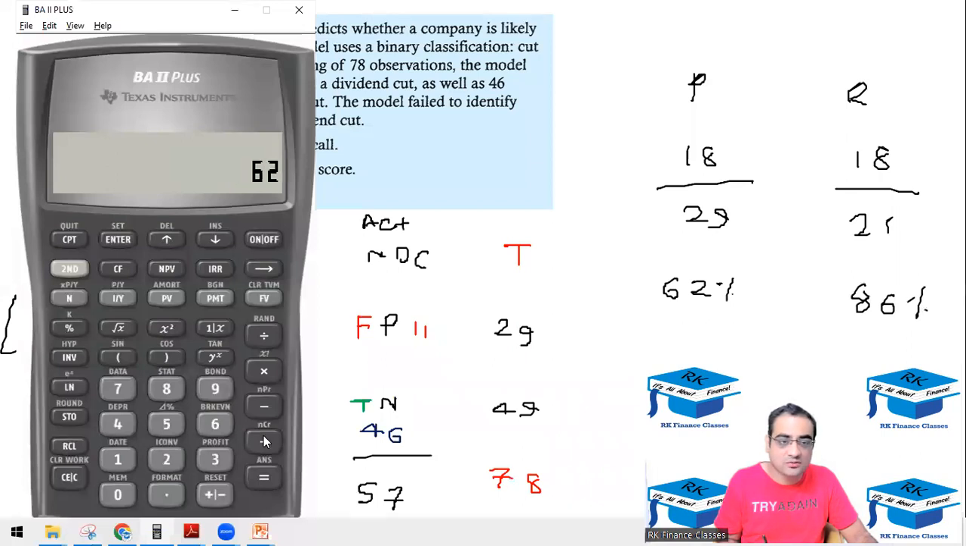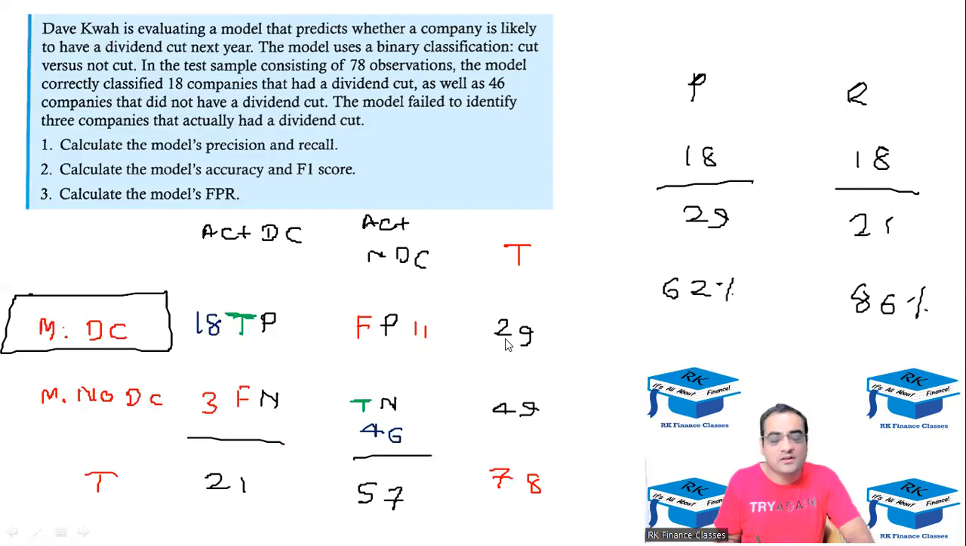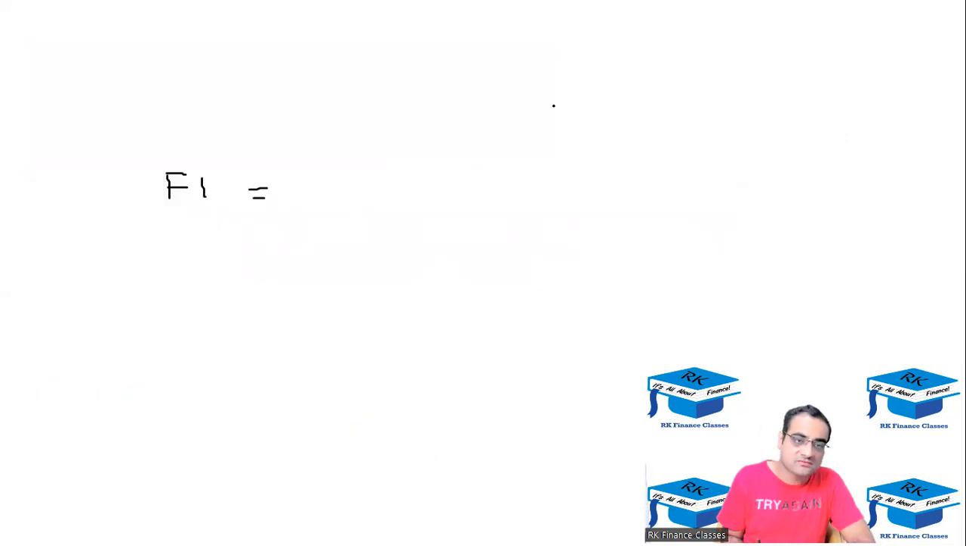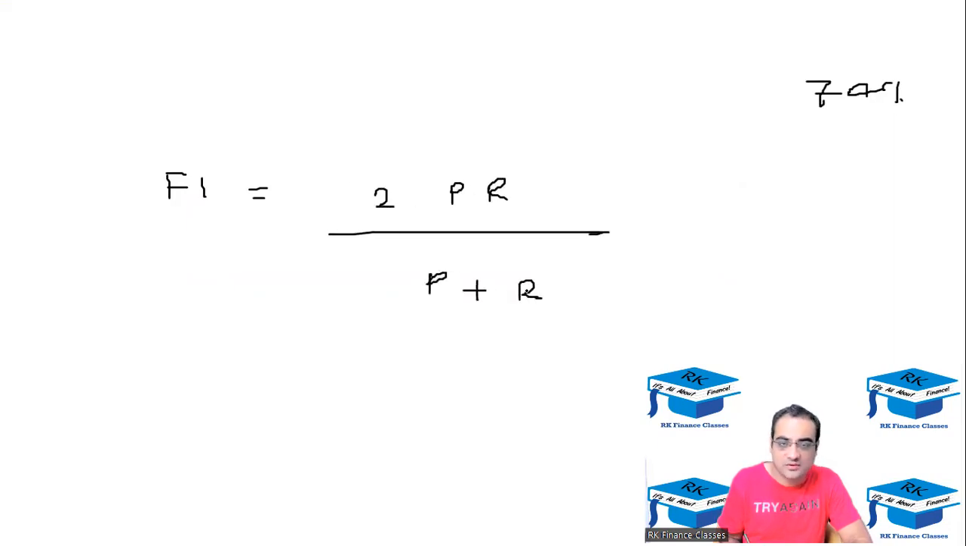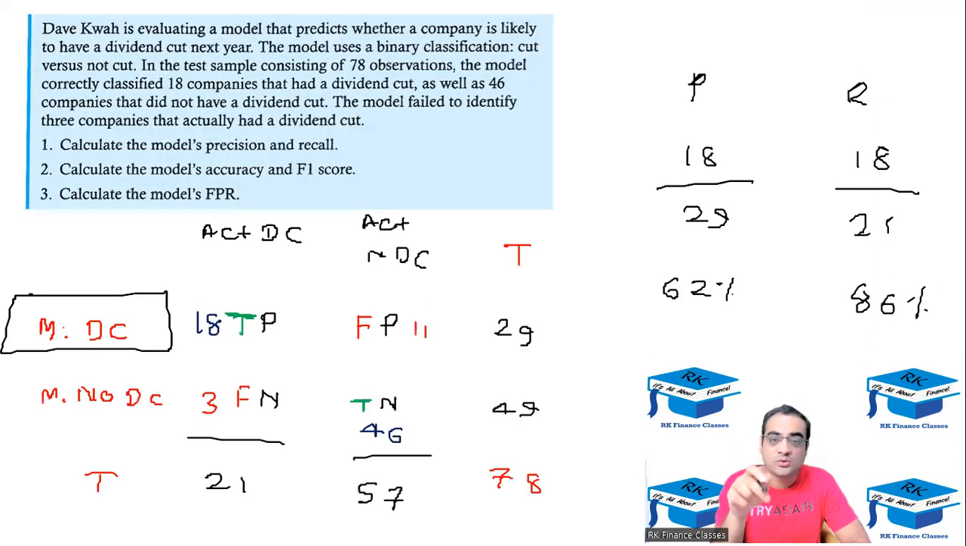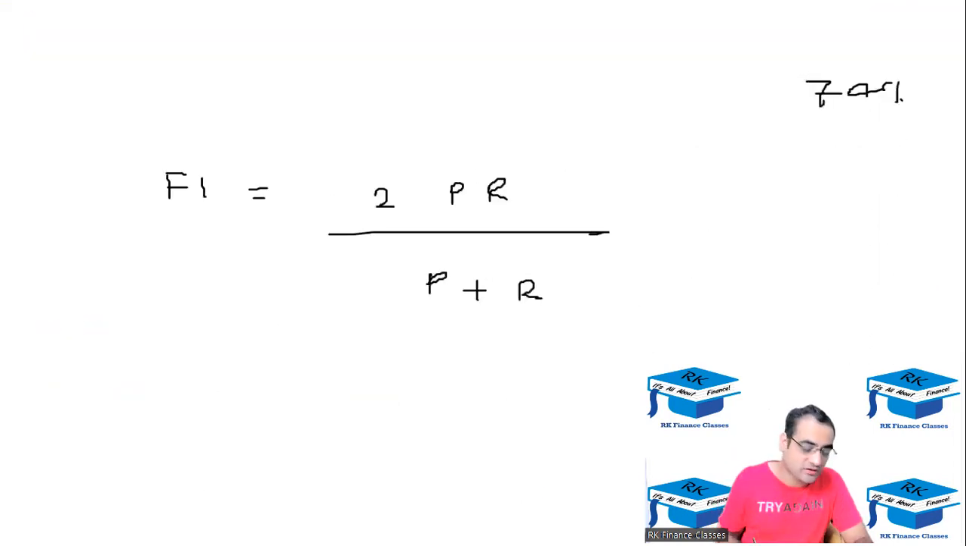Let's do it. 62 plus 86 divided by 2. The F1 will be close to 74 only. But if you want the actual value, the formula is 2 into P into R divided by P plus R. This is the same as the geometric mean formula, just mentioned this way. So let's do it: 2 into 62% into 86%, and we can ignore the percentage. 2 into 62 into 86 divided by 62 plus 86.